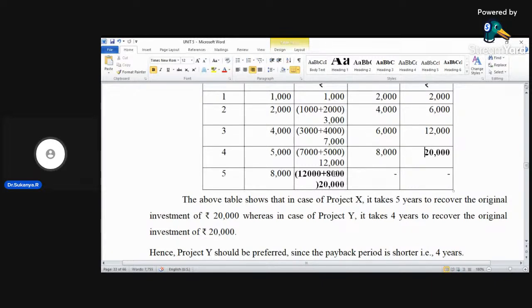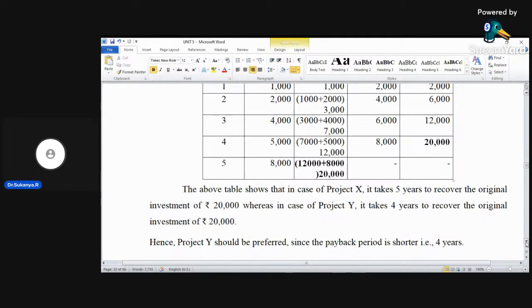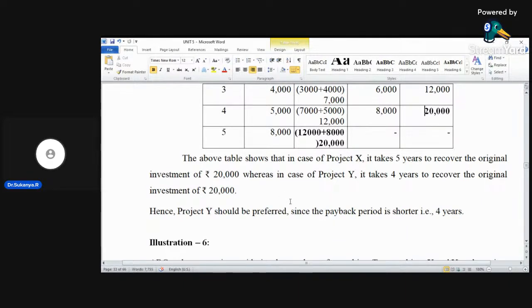And then apart from that, for project Y, if you can see here, I have given a conclusion. Project Y should be preferred. The above table shows that in case of project X, it takes 5 years to recover the original investment of 20,000 rupees, whereas in case of project Y, it takes 4 years to recover the original investment of 20,000. And that is why project Y should be preferred, since the payback period is shorter, that is 4 years.